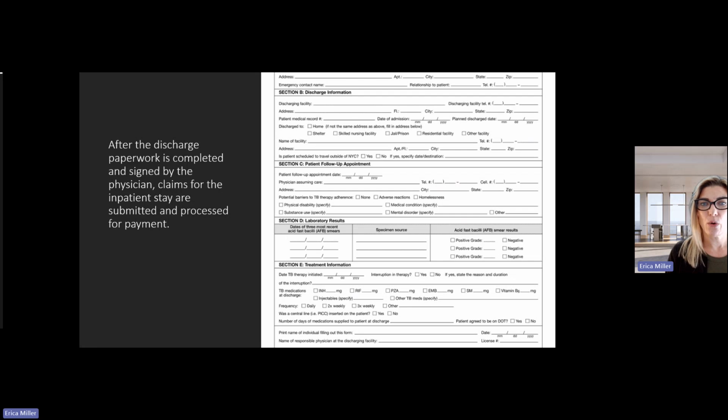Question 18, when will a hospital bill for patient services? After the discharge paperwork is completed and has been signed by the physician, that is when a claim for an inpatient stay is submitted and processed for payment. You have to remember, patients can be in the hospital for days at a time, weeks at a time, months at a time, until that patient is discharged in whatever format, right? Discharged to a nursing home, discharged because they expired, discharged home, right?